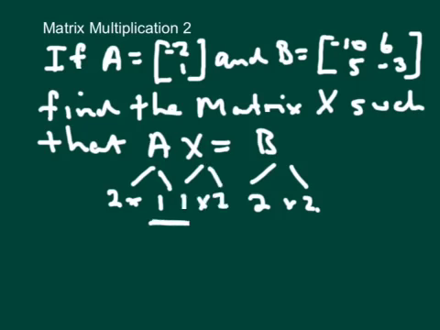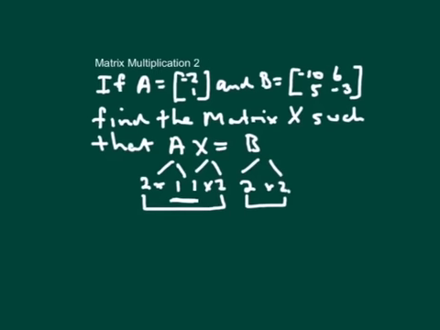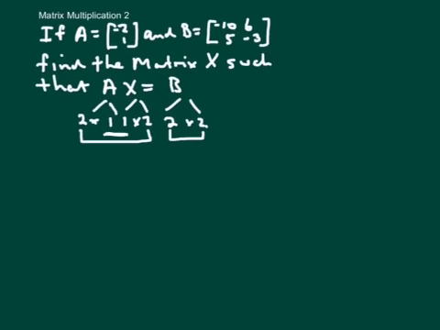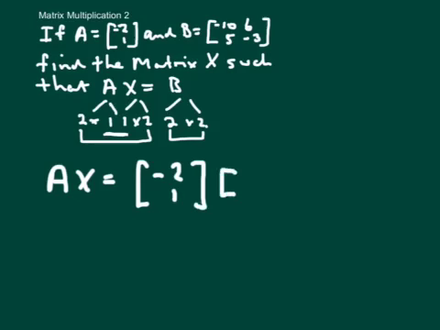Because those numbers must match, and the outer numbers are telling us the dimensions of the resulting matrix, so it's going to be 2 by 2. Okay, that means we can set up our little problem in this way. We can say that AX, so what was A? It was, let's just write AX, equals -2, 1 times some matrix like that.